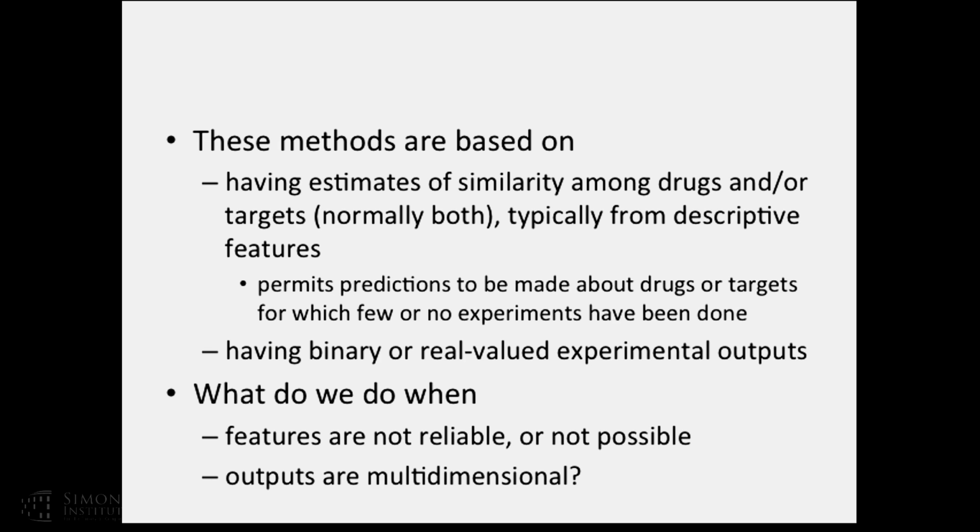Now, of course, as I mentioned, this was based on having features to be able to make predictions even before we started. That turns out to often not be true. What do we do if we don't have features or they're not reliable? And also, that was all done with either binary or real valued outputs. What do we do if the outputs are multidimensional?